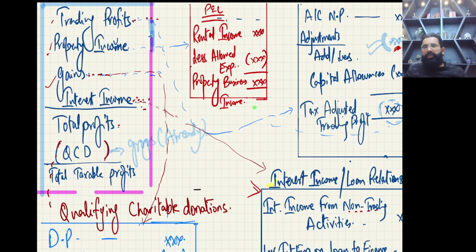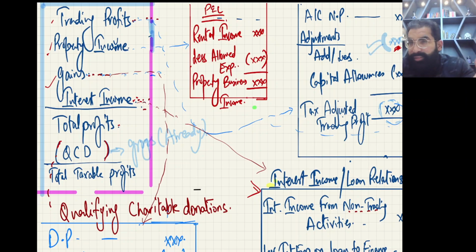Never ever do divide by 80 into 100 with QCD. Now finally you will get total taxable profits, or sometimes we can call it taxable profits. Taxable profits are the profits on which we apply the direct tax rate.